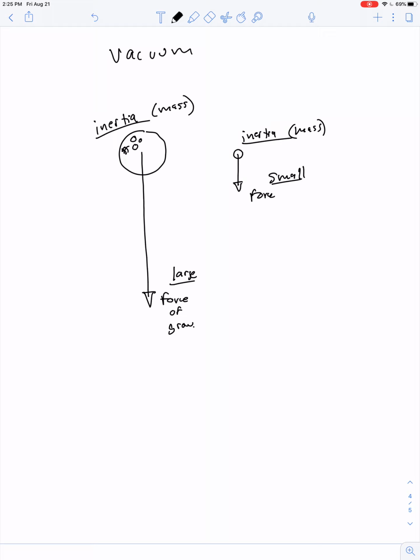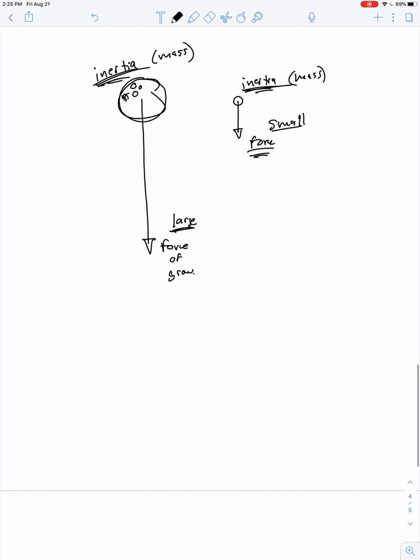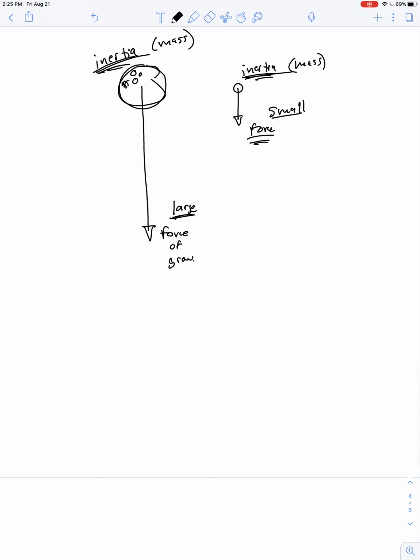So the idea is it has a smaller force, which is all that it takes to overcome a smaller amount of inertia. The bowling ball has a whole lot of inertia, so to get it to accelerate at the same rate should require a much larger force. In the end, this is all explained by way of Newton's second law of motion that says the acceleration of an object is equal to the net force acting on it divided by the inertia of the object, or the mass of the object.